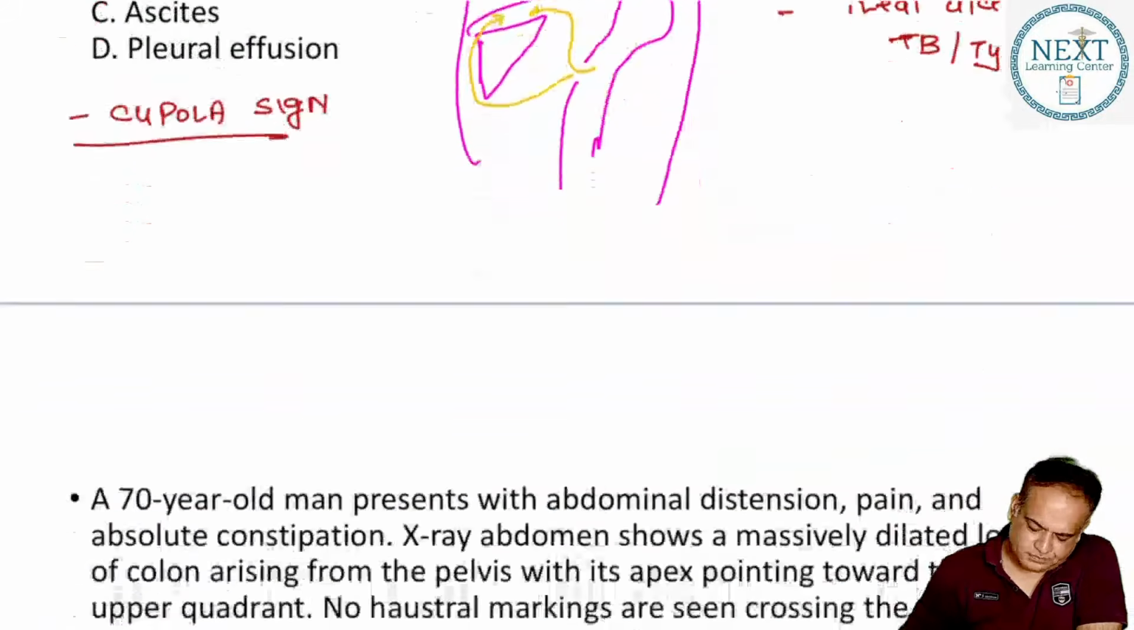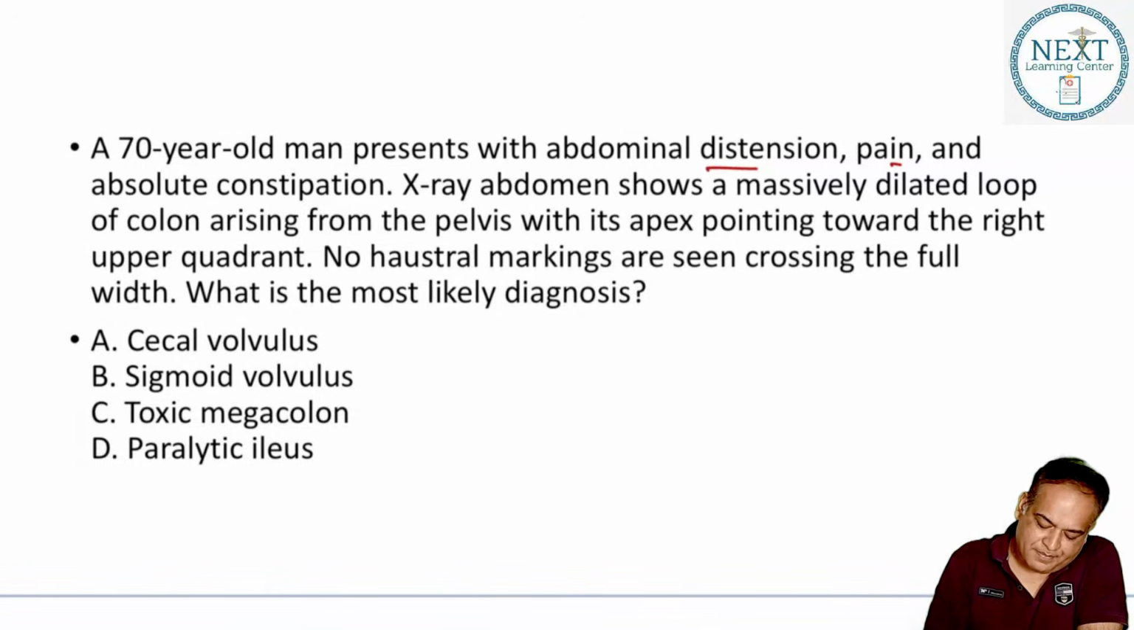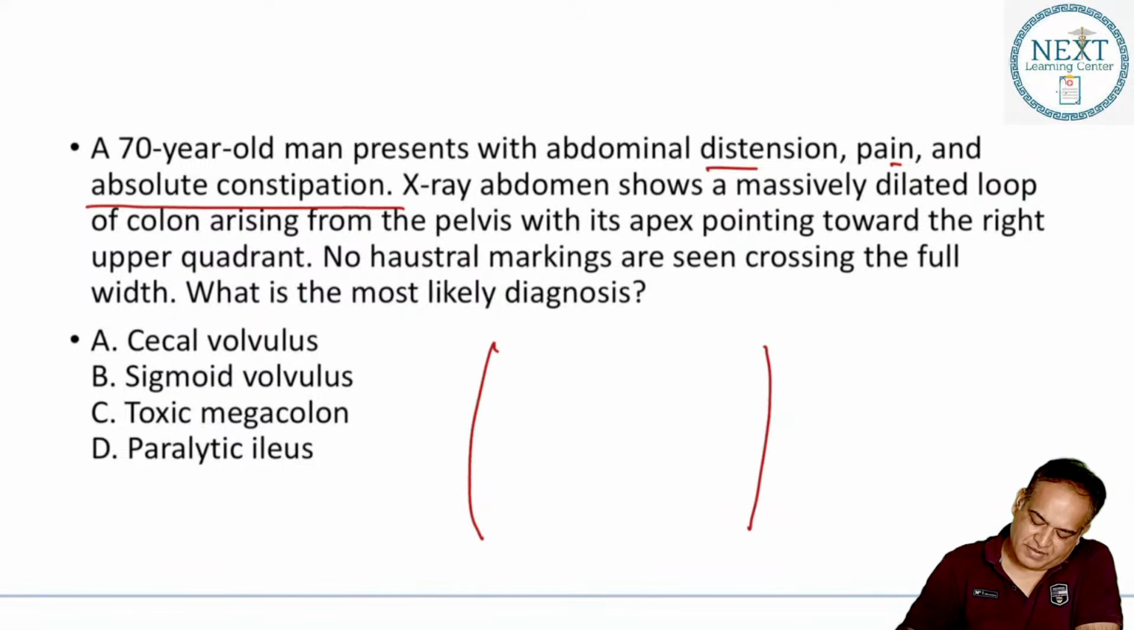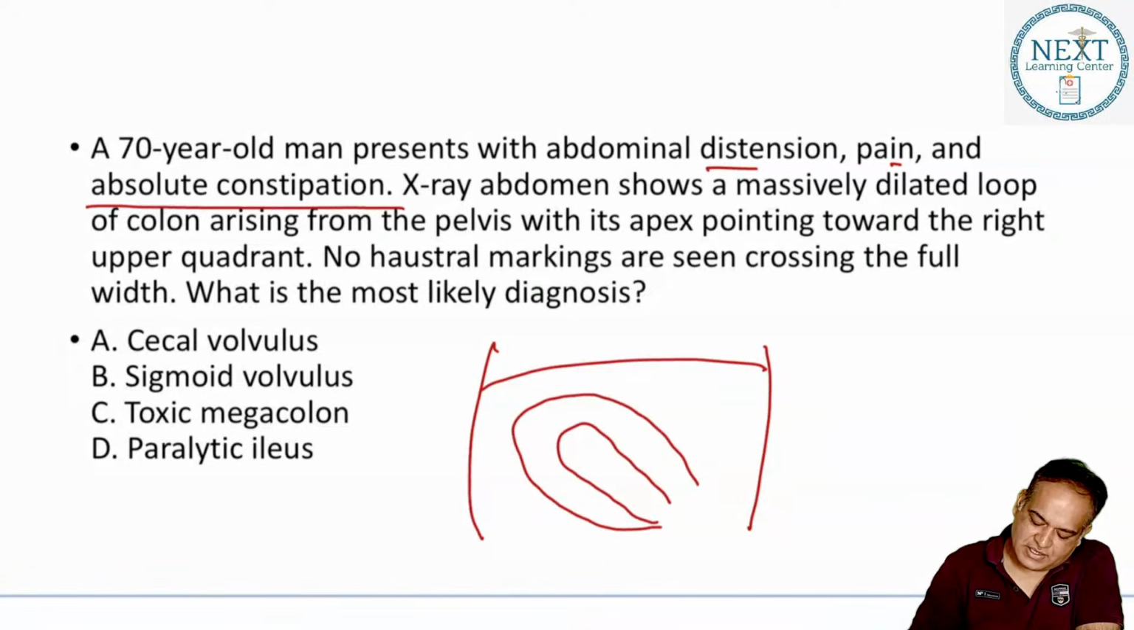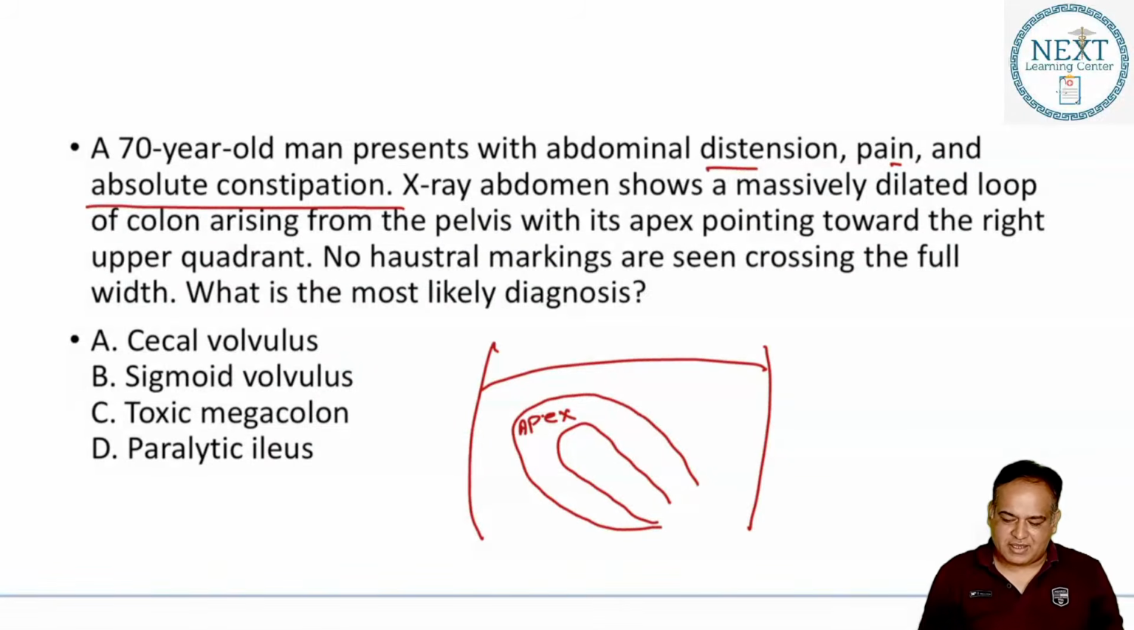Okay, easy one. A 70-year-old man presents with abdominal distension, pain, and absolute constipation. X-ray shows a massively dilated loop of colon arising from the pelvis with its apex pointing towards the right side. No haustral markings are seen crossing the full width.